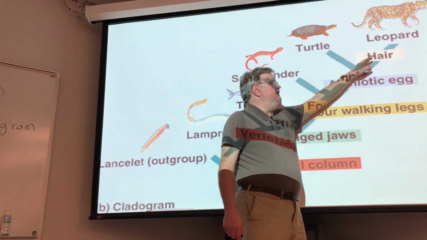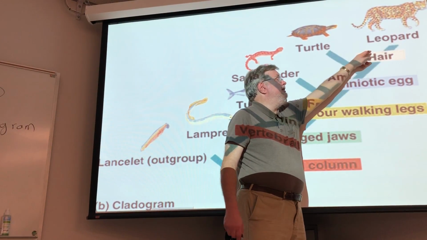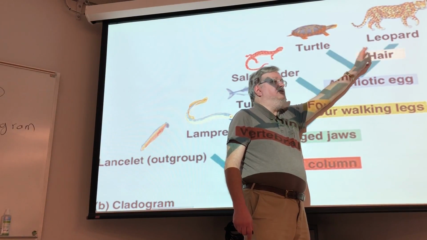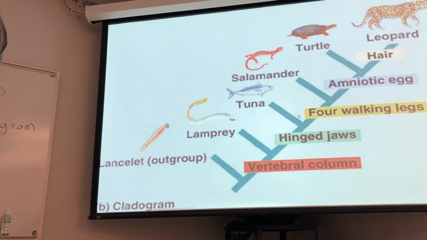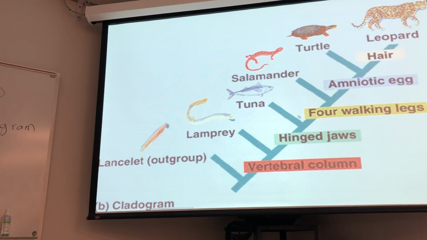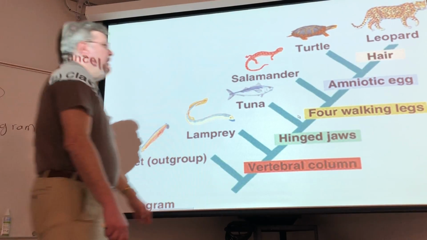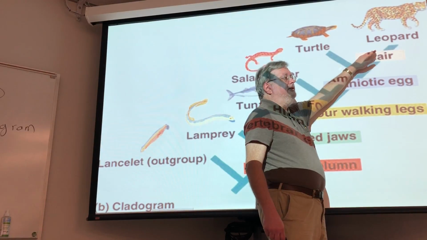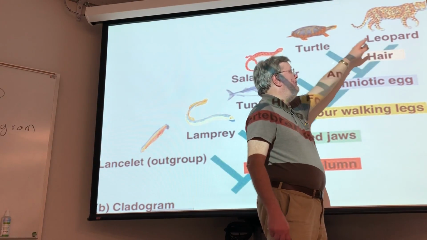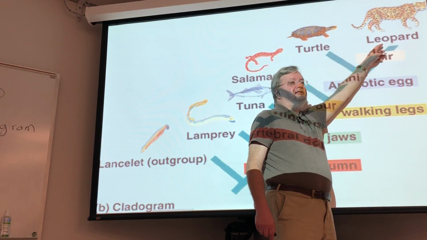It is, however, a synapomorphy of this branch. The leopard isn't the only organism to have it. What is that a unique characteristic of? Mammals. And it does, in fact, distinguish mammals from reptiles, which do not have hair. So hair is a synapomorphy that can be used to separate mammals from turtles. Can it be used to separate leopards from lions?